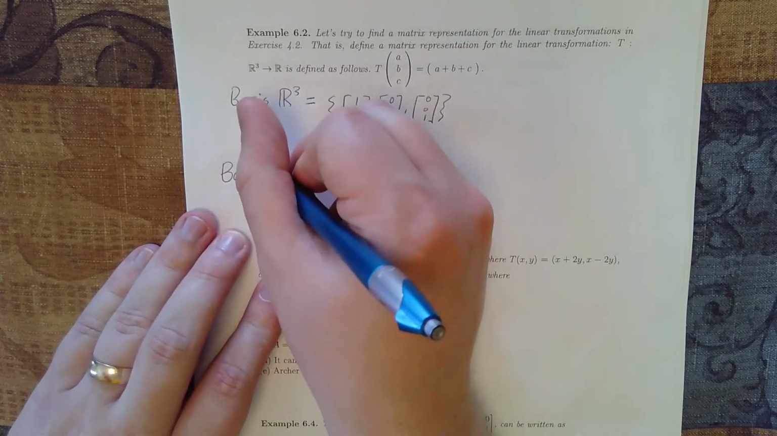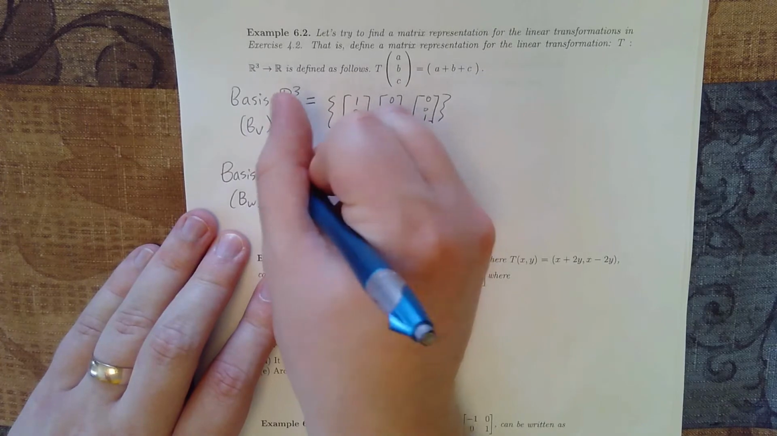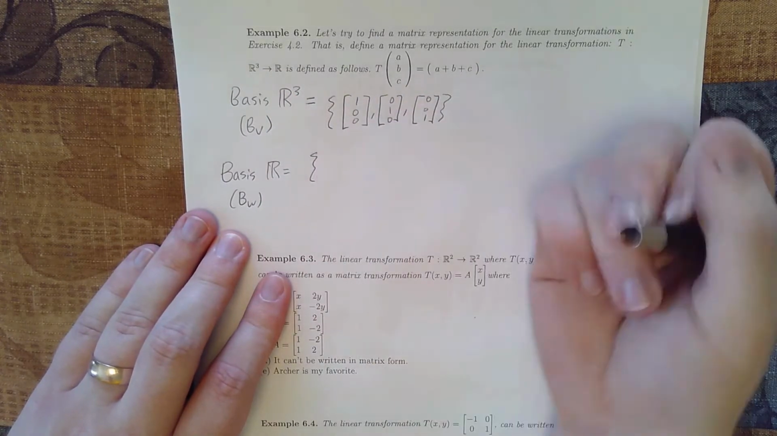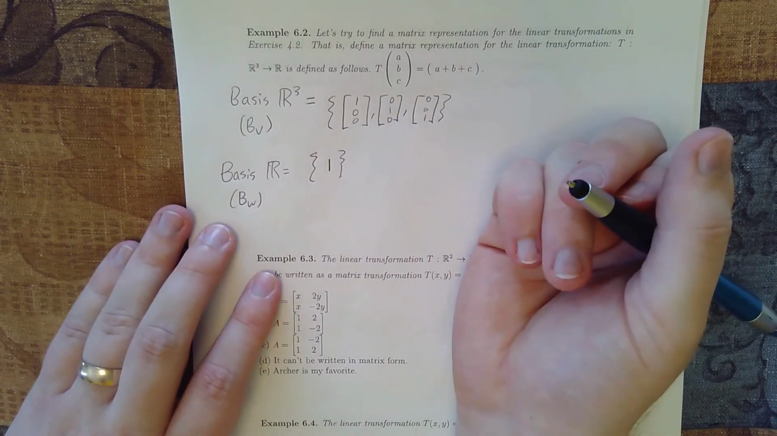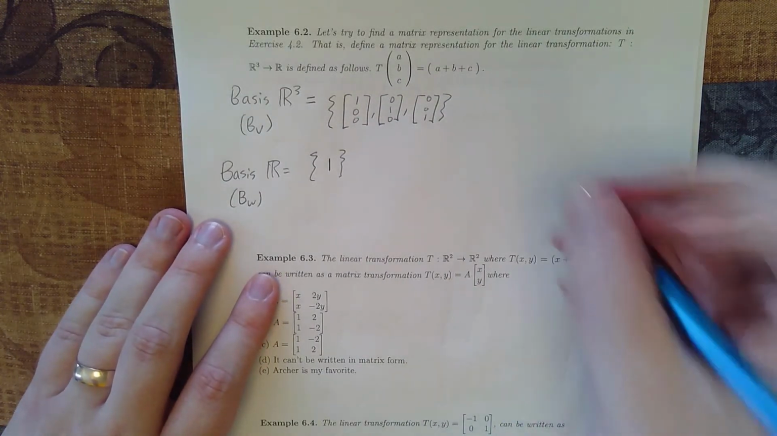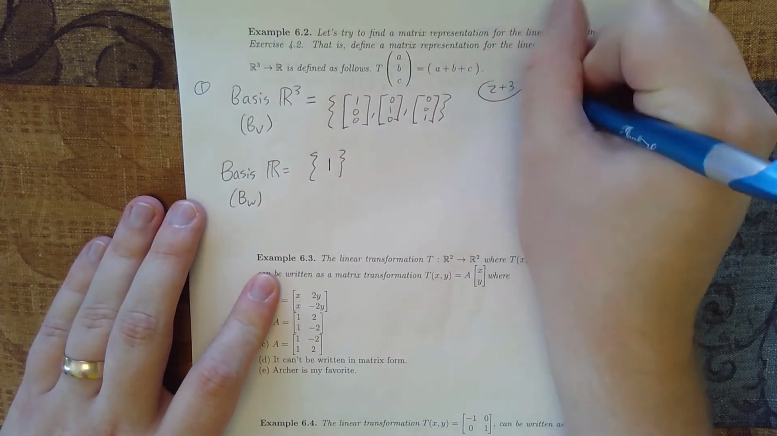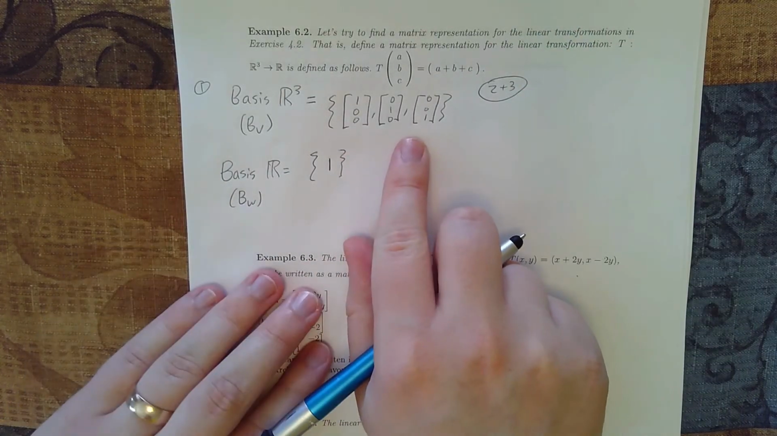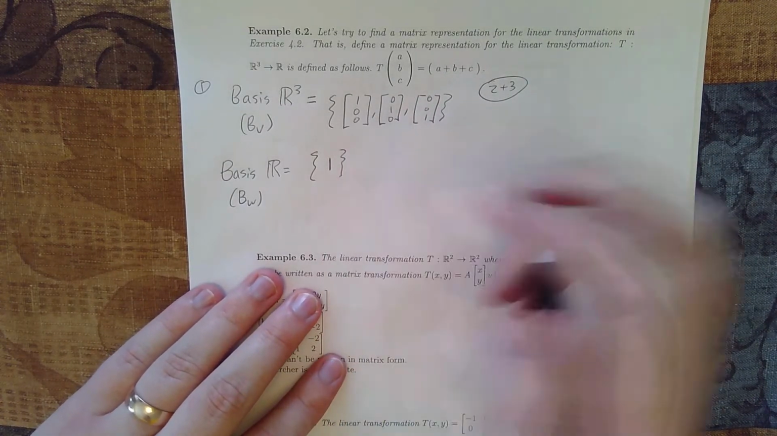And then we also need a basis for our codomain, which is R. This will be our B of W. And so here, it's just going to be a single number, so it's going to be 1. And so now what we need to do is, since this was our first step, steps 2 and 3 will find us transforming these vectors using the transformation and then writing them in terms of this basis.